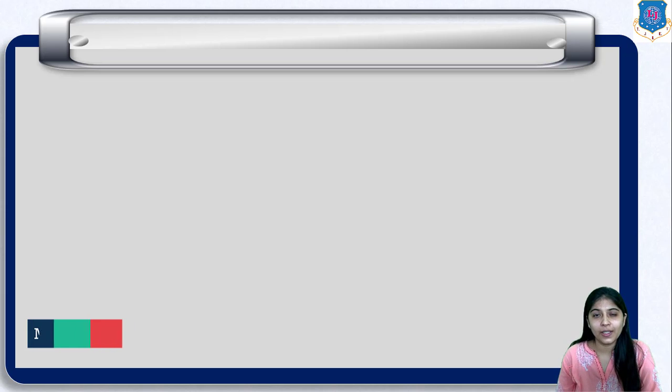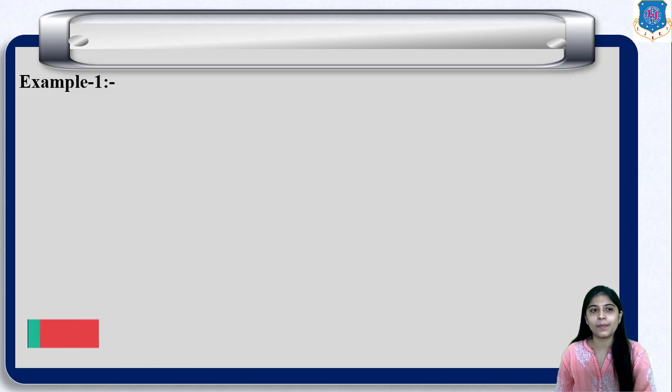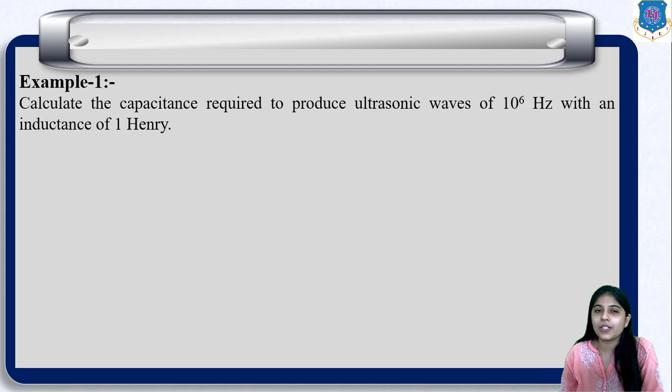Hello everyone. In this session we are going to learn some numericals related to ultrasonics. Let us first start with example 1, which says: calculate the capacitance required to produce ultrasonic waves of 10 raised to 6 hertz with an inductance of 1 Henry.